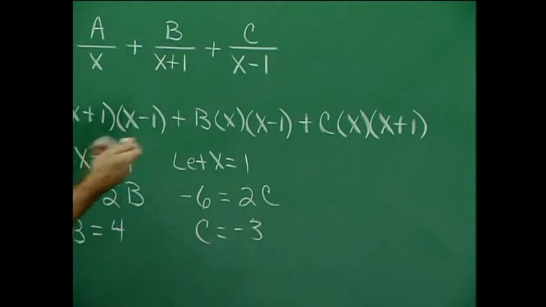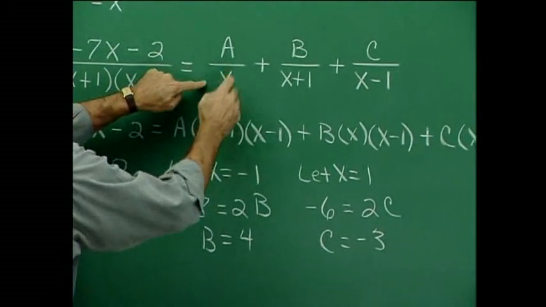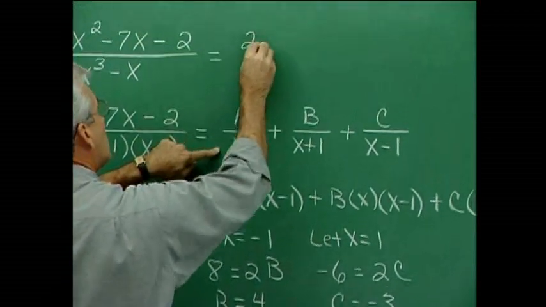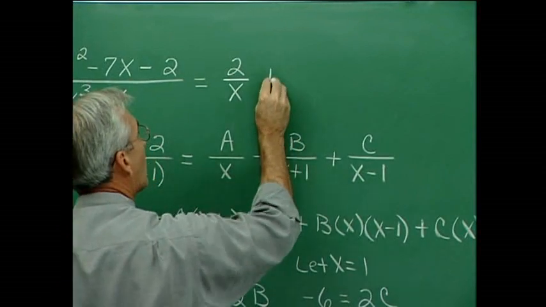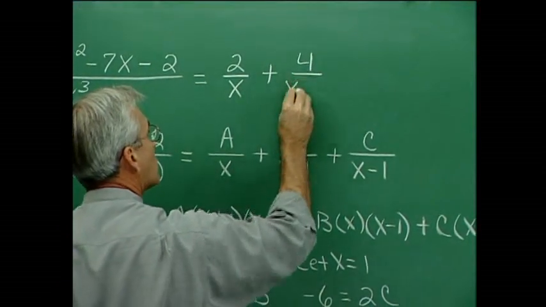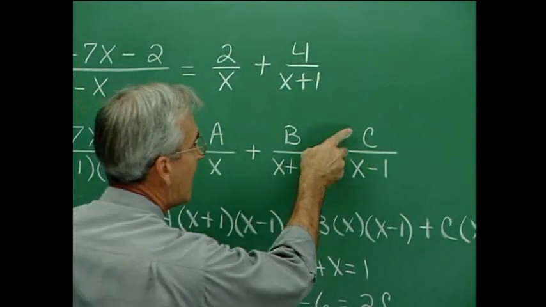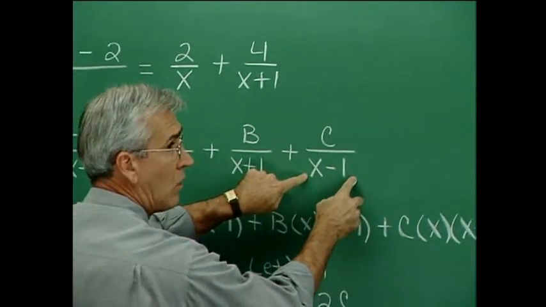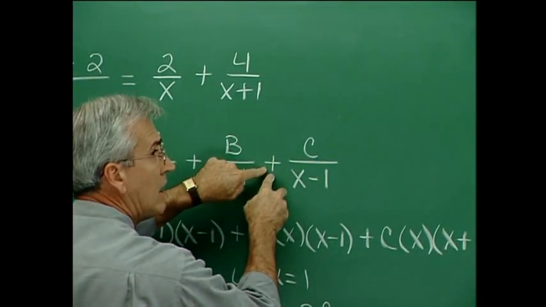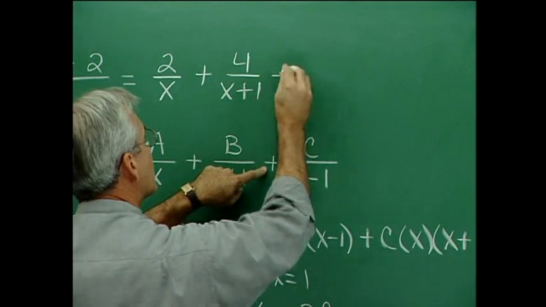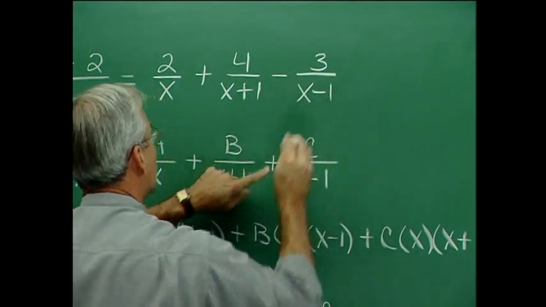Now, let's rewrite our fractions. If the a value is 2, then we have 2 over x. We found b to be 4, so we have 4 over x plus 1. We found c to be negative 3, so we would have negative 3 over x minus 1. Instead of writing negative 3 up here, though, I'll make the minus sign the sign preceding the fraction, so we would have minus 3 over x minus 1.